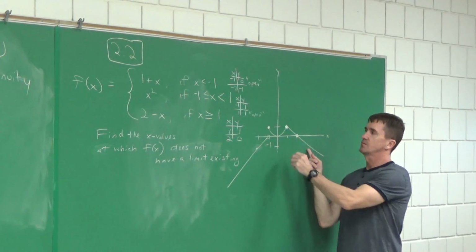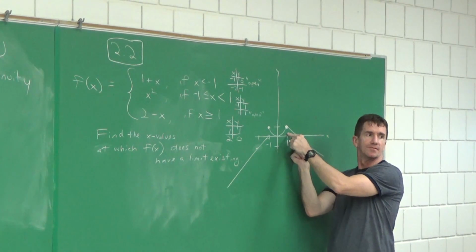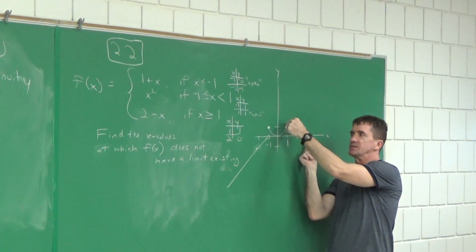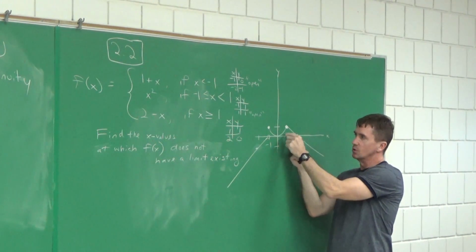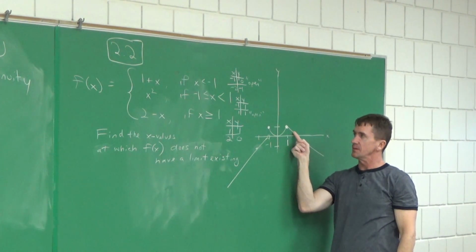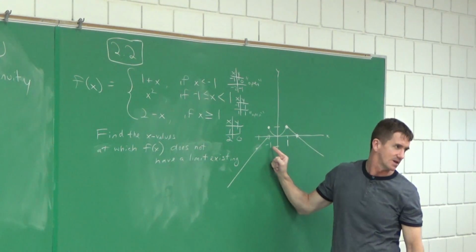So everyone, let's go on. At -1, the limit does not exist. How about at 1 now? Well, does the graph approach the same value from the left as it approaches from the right? Yeah. Cool. Do you see that, Chloe? As you approach 1 from the left, you're approaching a 1. As you approach 1 from the right, you're approaching a 1. So the limit exists at 1, but the limit does not exist at -1.